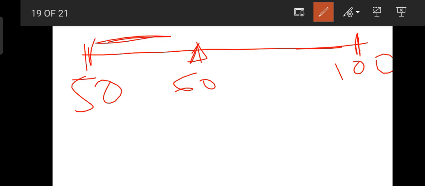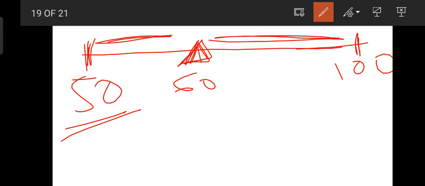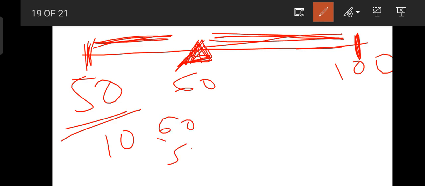So the moment is the distance between the line of action and the pivoted point, into force. The distance between the pivoted point and the line of action. Okay, so here it will be 10. 60 minus 50 is 10, na?